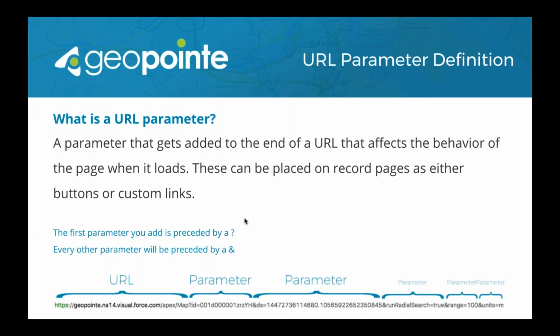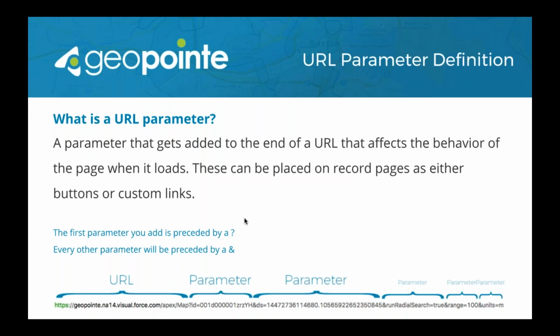Just to give you an overview, we've got an example down here at the bottom of what the URL parameters look like attached to a URL. That first part should look fairly familiar to most of you. That's just a standard Salesforce type of URL. And then it's saying, okay, go to the map page. Everything after that question mark is a different parameter. So a question mark marks the beginning of the first parameter, and then ampersands mark every parameter after that.